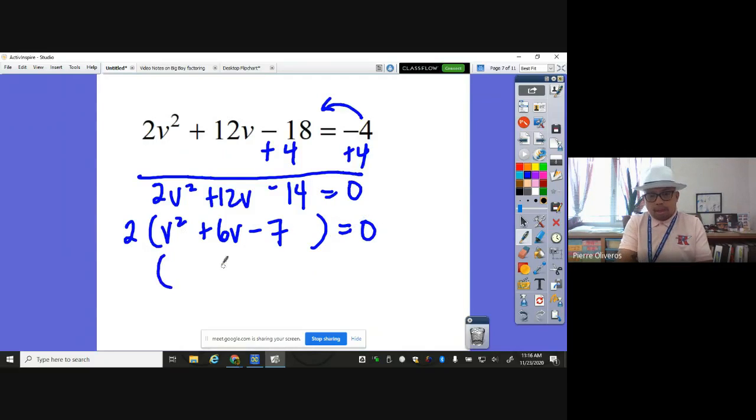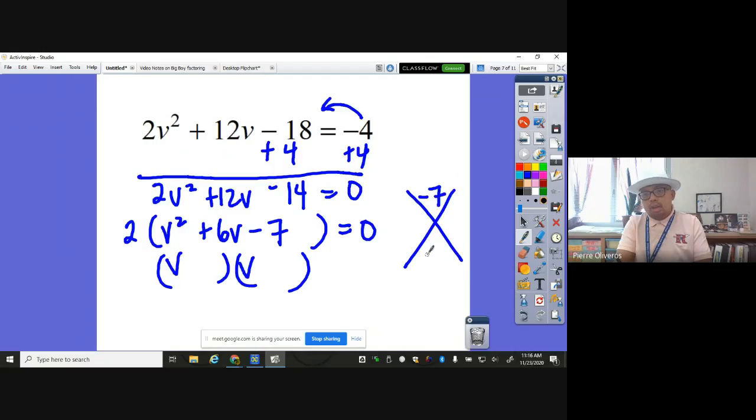Now you can do the baby factoring here. This gives you a v and v. What two numbers, when you multiply them, give you a negative 7, and when you add them, give you a 6? The answer is 7 and 1, with a positive here and negative here, right? So this will be positive 7. This will be minus 1.